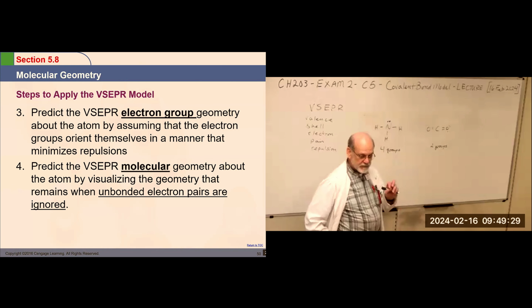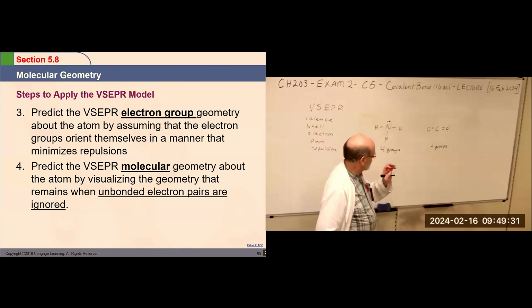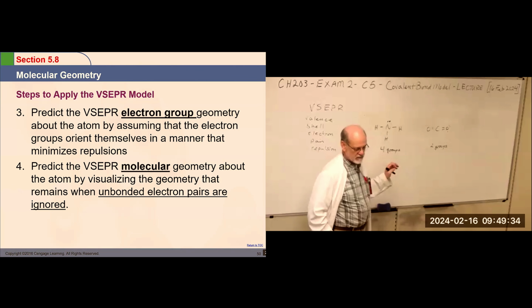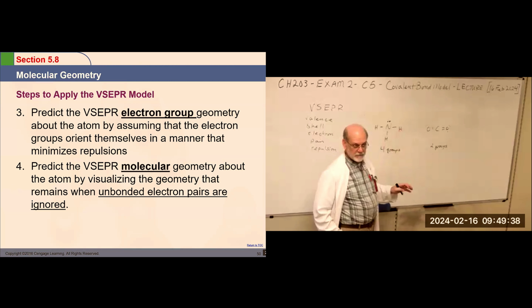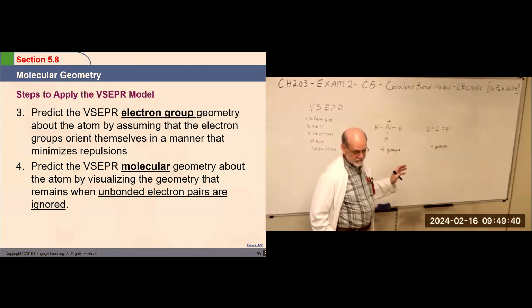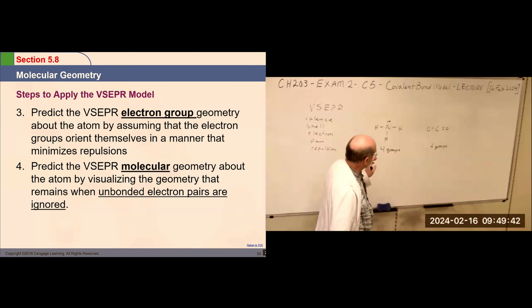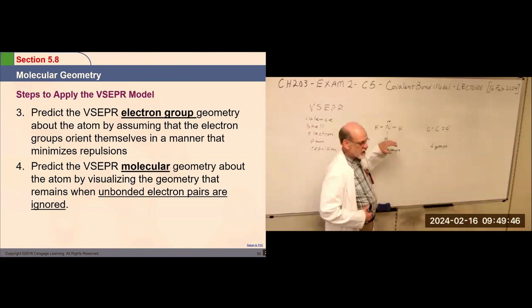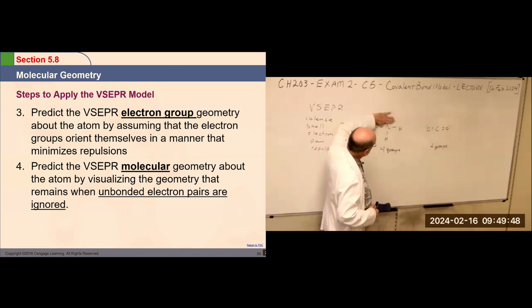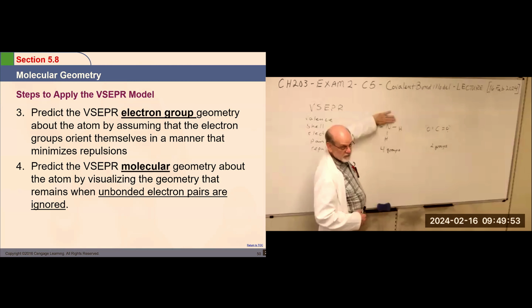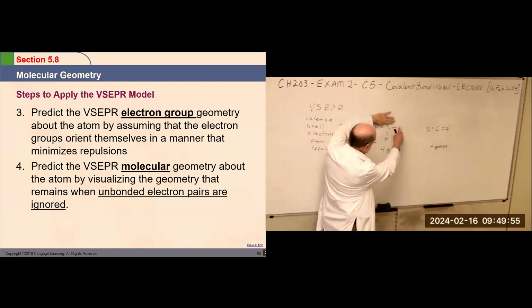And then you predict the electronic geometry from the number of groups. And I'll give you that in just a second. From there, we go to the molecular geometry. The molecular geometry is different from the electronic geometry because now we don't consider these electrons, because there's no atom out there. We want the molecular geometry. So what does it look like here?